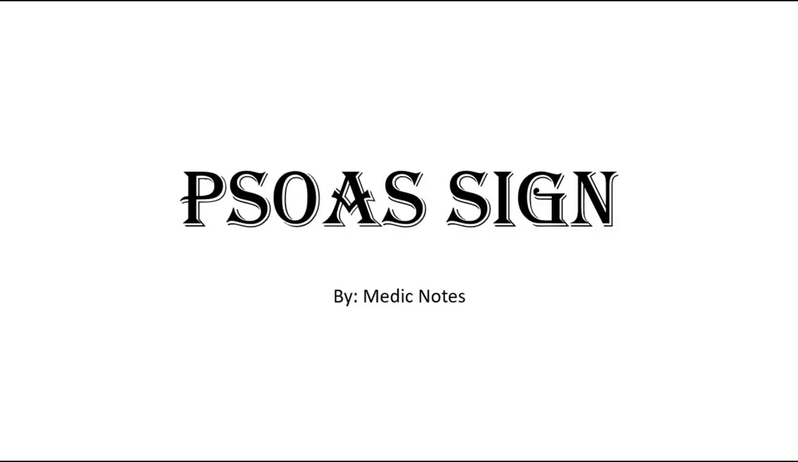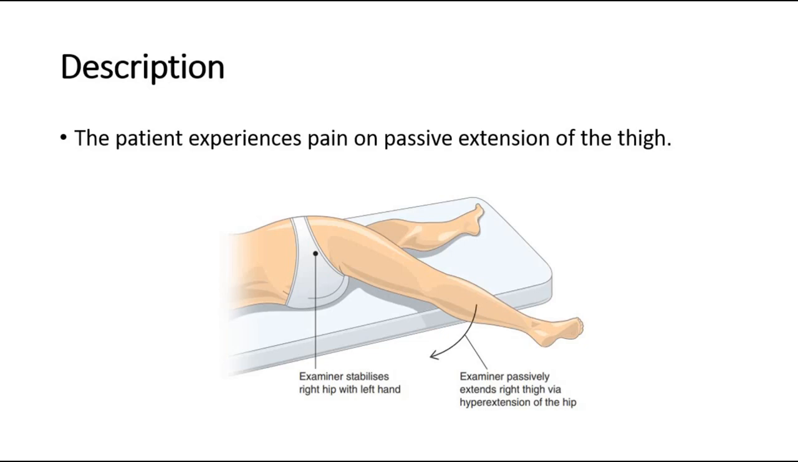This video is on psoas sign. For positive psoas sign, the patient experiences pain on passive extension of the thigh. When examining the patient, we ask them to lie on one side, like in this diagram. And the examiner passively extends the right leg, while stabilizing the right hip. If the patient is having pain after this right thigh extension, it indicates a positive psoas sign.